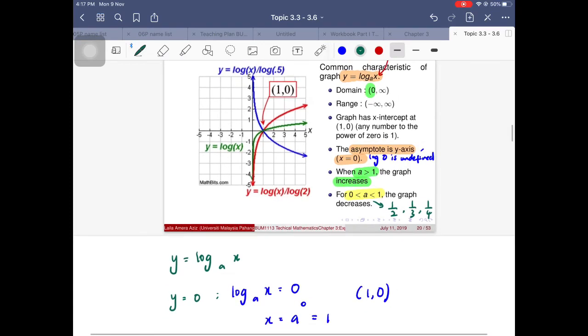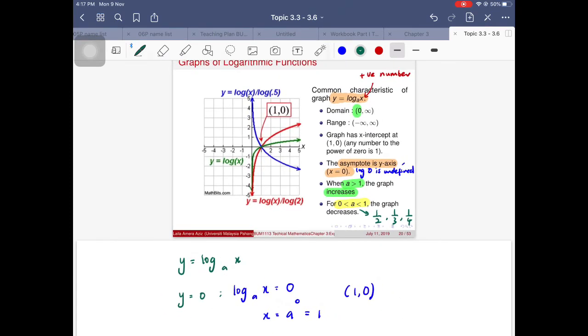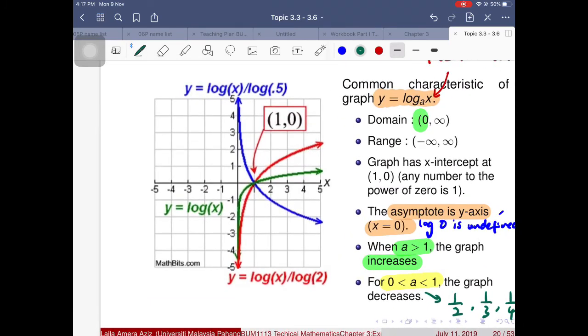So here I have a graph that actually shows such a case. Let's start with the green one. The green one over here is log of x, and we know that if the base is not written, we assume it is 10. So this is equivalent to log base 10 of x. Our base is 10, so it's the case when a is greater than 1, and we know that when a is greater than 1, the graph is supposed to be increasing, and the intercept is right here, at (1, 0).